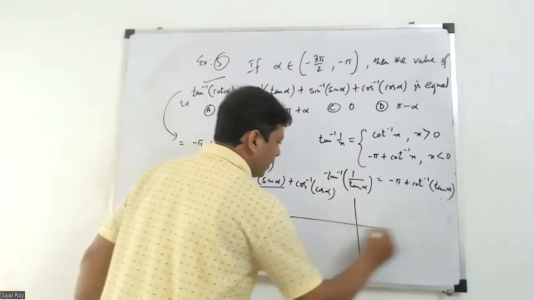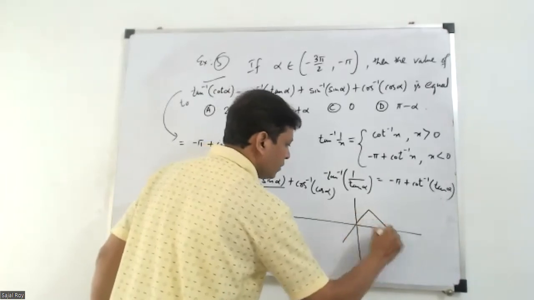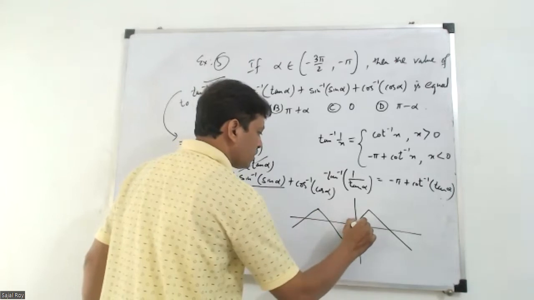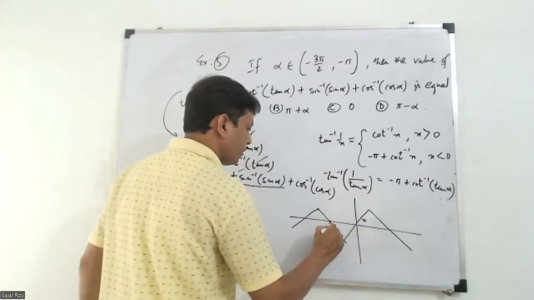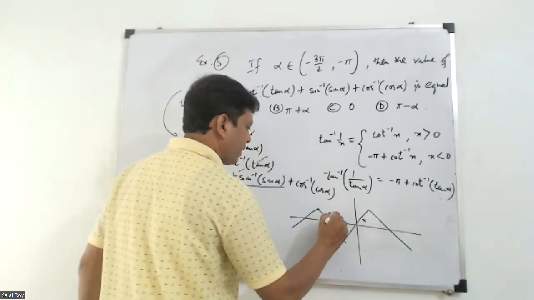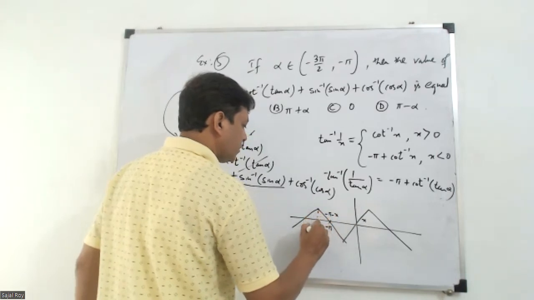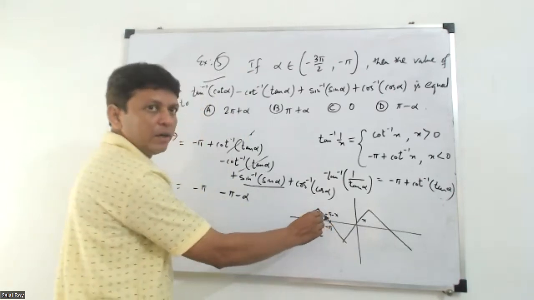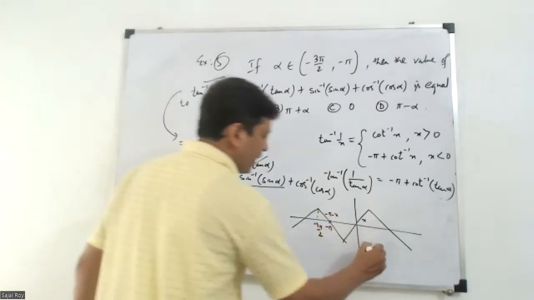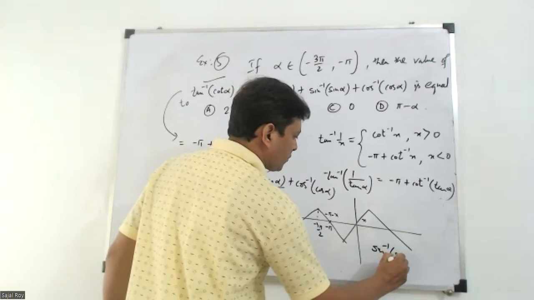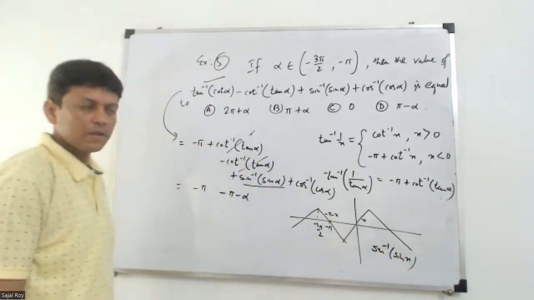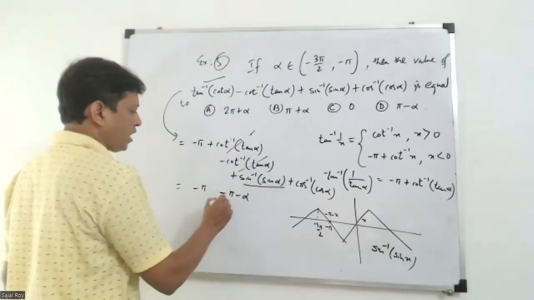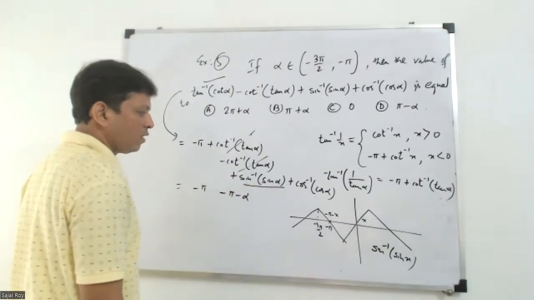Look at the graph once again. This is x. This is minus 5 minus x. This is minus 3 pi by 2. So in this range, you have minus 5 minus x for sin inverse sin x. This is the graph for sin inverse sin x. So replace sin inverse sin alpha by minus 5 minus alpha.